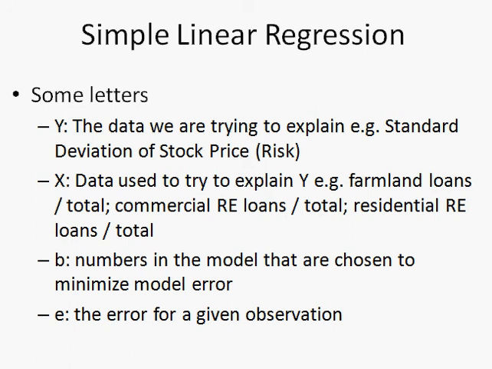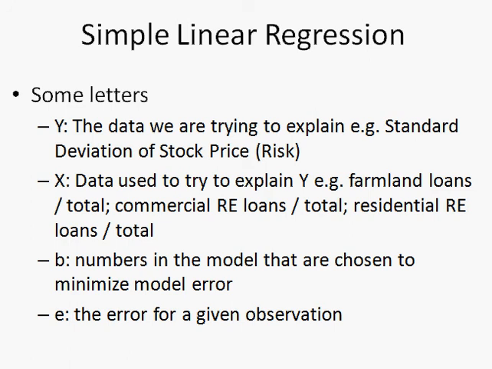Naturally, X doesn't perfectly explain Y. And so even when one of my X's goes up and Y goes up, or when X goes up and Y goes down, that's not going to do a perfect job of explaining what's going on with Y. There's going to be some leftover unexplained variation in Y. So the error for any given observation is represented by E, the letter E.